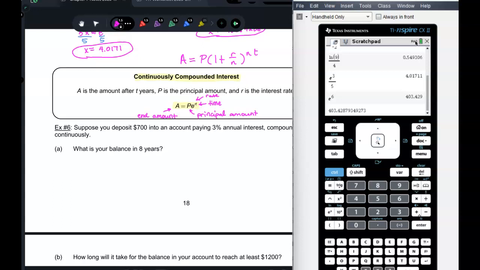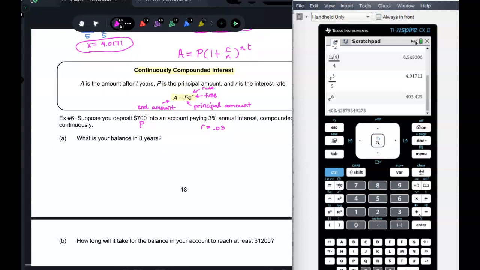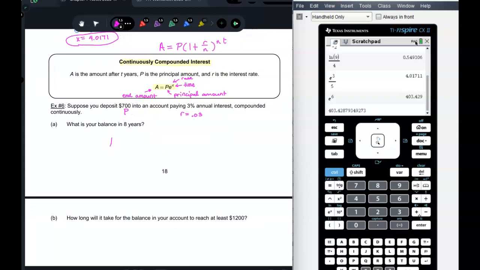So we deposit 700, that's our principal. Does the equation end up looking like A equals 700 e to the power of 0.03 times 8? Let your calculator do the work. If this was a quiz or a test, all I need to see is just the setup.